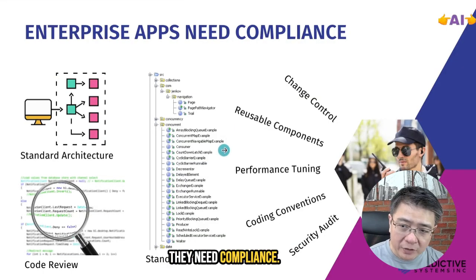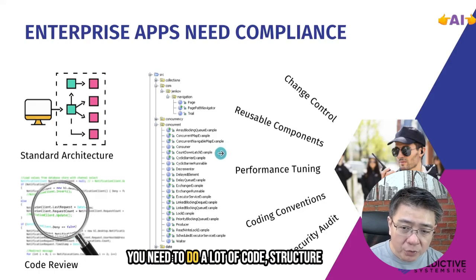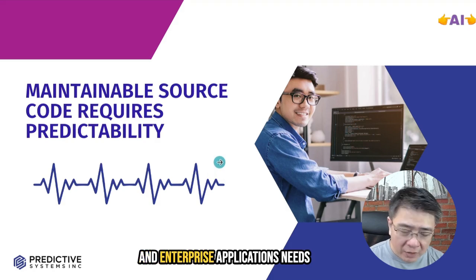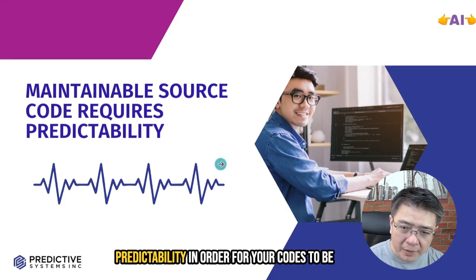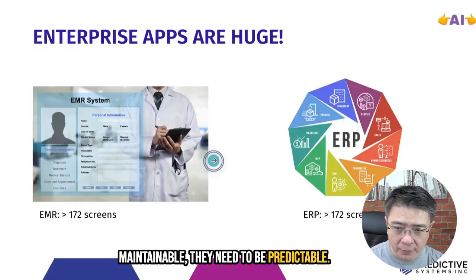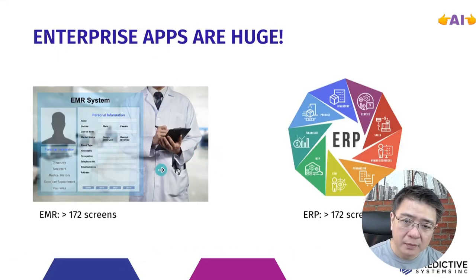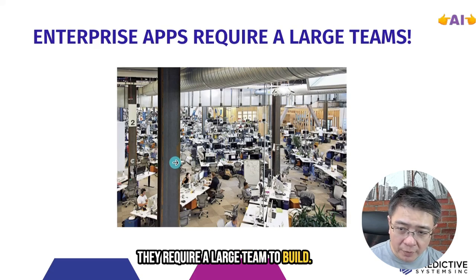They need compliance, you need reusable codes, you need to do a lot of code structure and standards, including code review. And enterprise applications need predictability. In order for your codes to be maintainable, they need to be predictable. And enterprise applications are big. They require a large team to build.